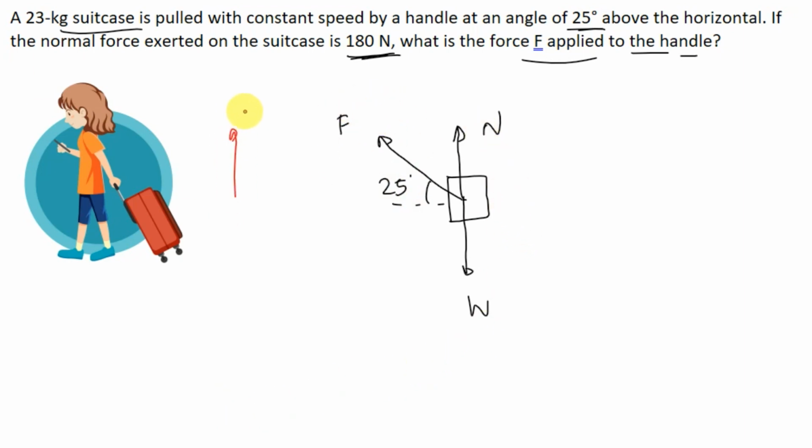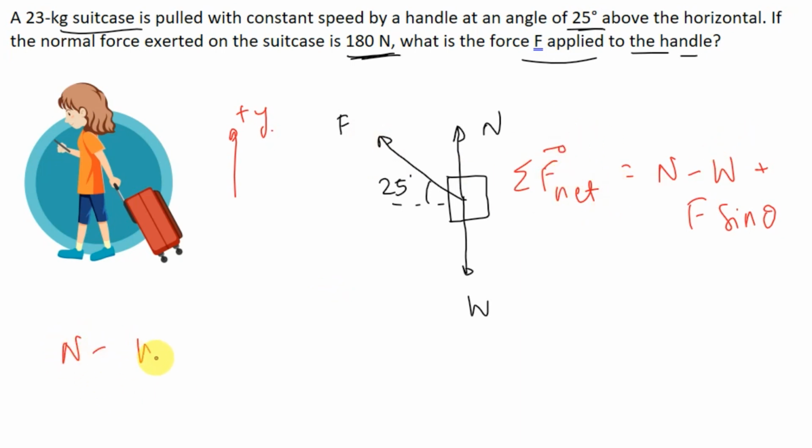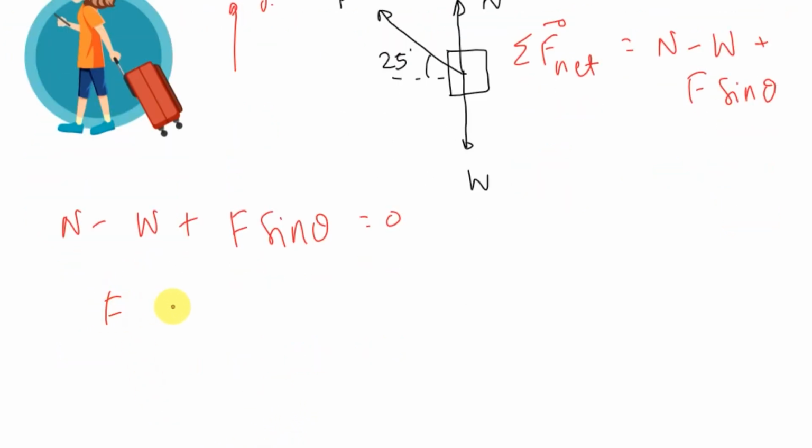In this direction I am taking the positive Y. Now I'll be writing the net force acting on the body, F net. So this is equal to the normal force N minus the weight force W, plus the sine component of this force F, which is F sine theta. There is no acceleration in the vertical direction, so net force should be equal to 0. So we can write that N minus W plus F sine theta should be equal to 0. Rearranging the terms, we can find the expression for F, and that is equal to (W minus N) over sine theta. Now we can put the values.